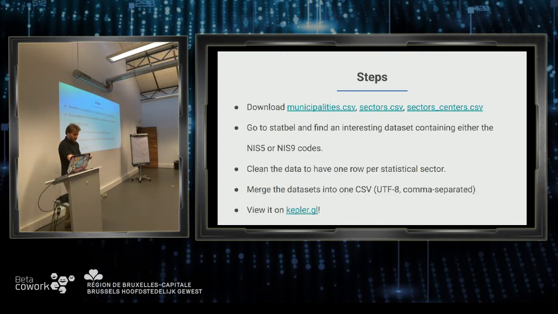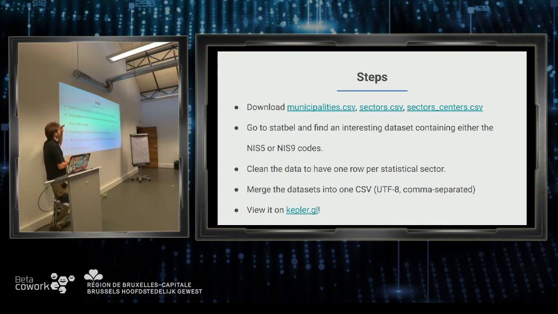All right, so here's what I propose that we do. We download files; these are 3 files, and the links are in the slides. You can download those files, and they contain basically the codes, either 5 or 9 character codes, and the associated shape. So that's all there is.